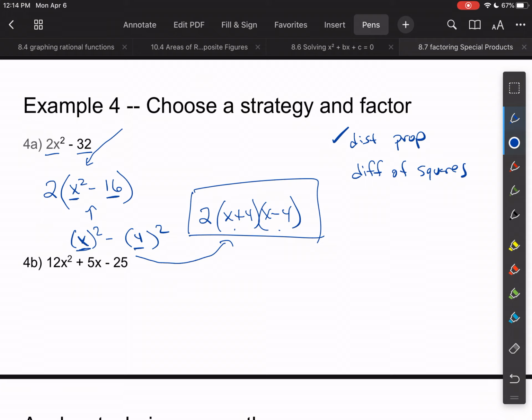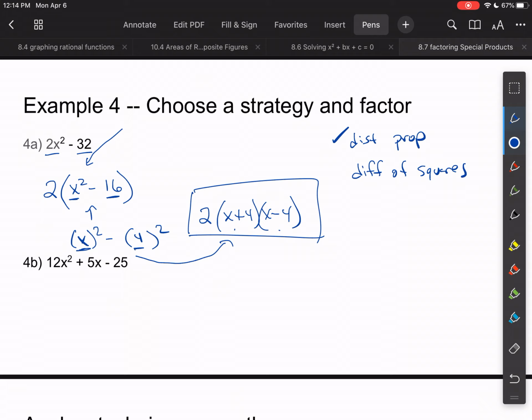Okay, let's look at 4b. Okay, first of all, can I take anything out of all 3 pieces? And the answer to that is no, I cannot. Okay, so the distributive property I'm done with. There's not 2 terms, so it cannot use a difference of squares. I really don't want to try to factor this the long way, just a standard factoring of quadratics, but I might have to. Let's take a look.